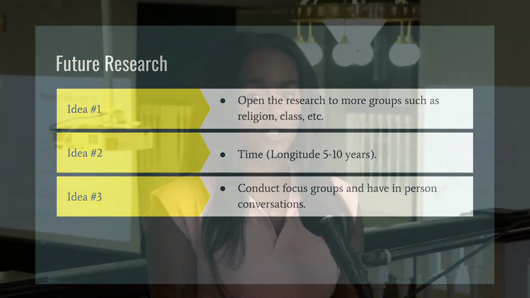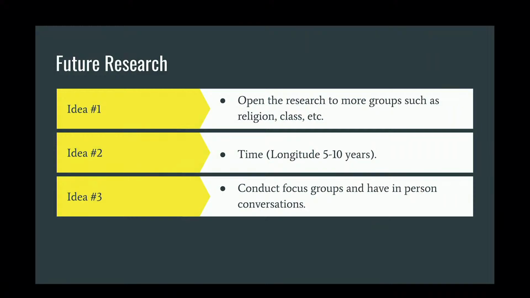Now, for future research, we had 3 main ideas that we wanted to conduct. For 1, we wanted to open up the research to more groups, such as class, religion, etc. And for our second one, we wanted to see if we can have the study carry on for longer, for example, for 5 to 10 years or 2 years, just to see if there were any lasting effects. And for number 3, we wanted to conduct an in-person focus group or hold in-person conversations just to really set in our factors.